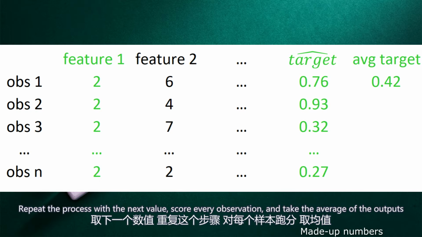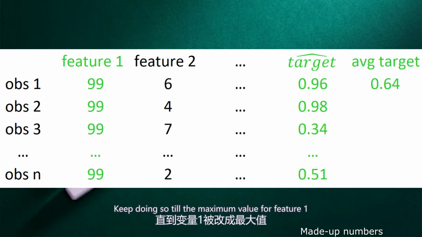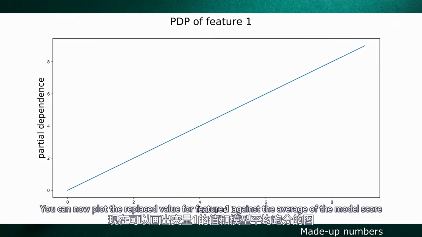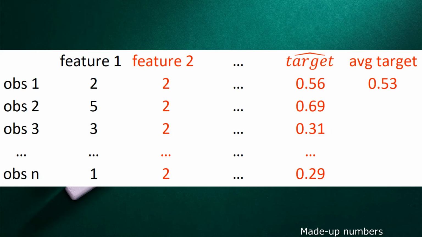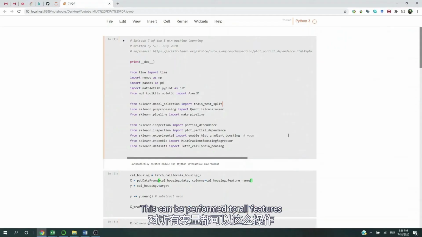Repeat the process with the next value. Score every observation and take the average of the output. Keep doing so till the maximum value of feature 1. You can now plot the replaced value for feature 1 against the average of the model score. This can be performed to all features.